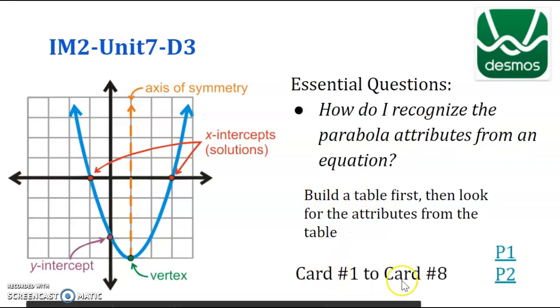So you're going to be doing all the cards number 1 to 8. And remember, the attributes that we're talking about in a parabola are obviously the x and y intercepts, but additionally we have the vertex and the axis of symmetry, where you're giving me the equation of that line. Vertex is going to be a coordinate. Y-intercept and x-intercepts, they can be coordinates. Okay, so please pause the video and do the Desmos activity now.